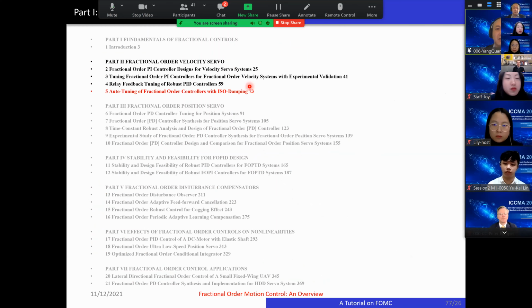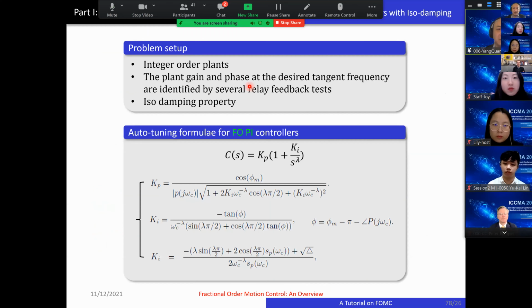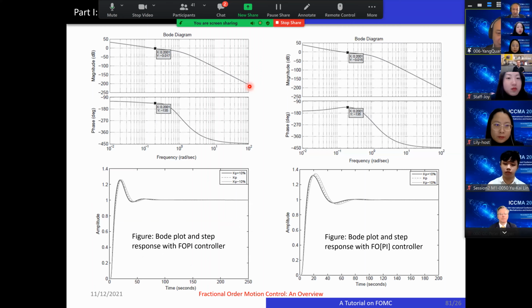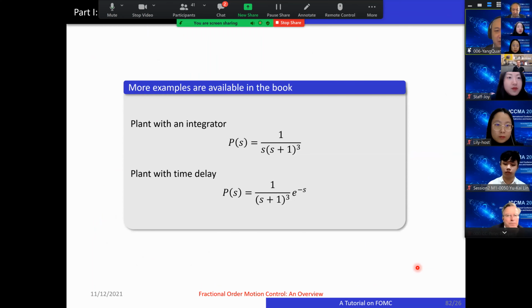For fractional order, we can do the same. We did something very similar. Again, you can see the fractional order PI and the bracket PI can also be tuned. These are all highly technical. You need some patience when you derive those phase gain formulas.